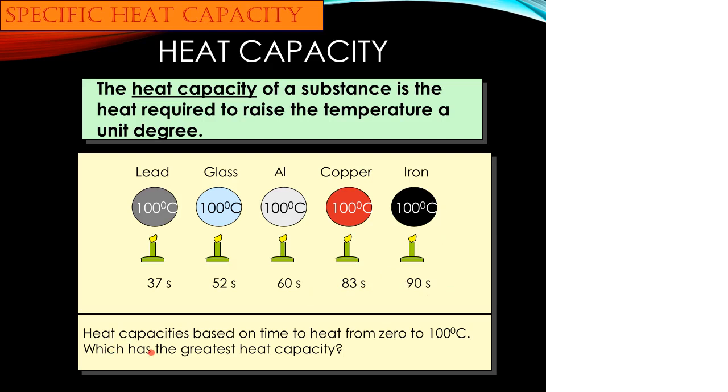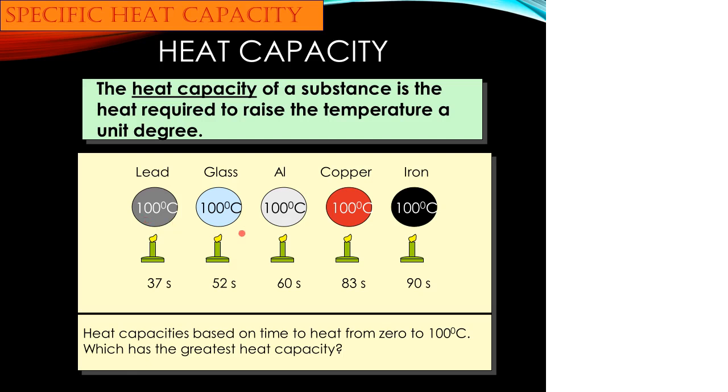So this is the heat capacity based on the time to heat this from 0 degrees, so very cold, 0 degrees Celsius, to 100. And so which has the highest heat capacity? Everything depends on the size. If you think about boiling water, if you have a small amount of water to boil, it boils faster than a large amount of water.